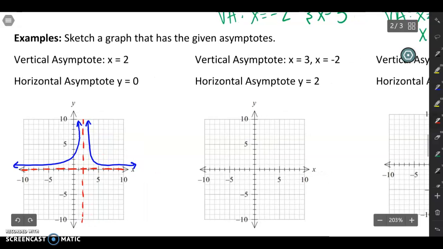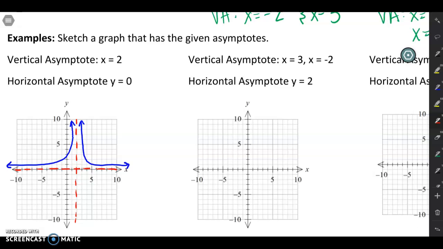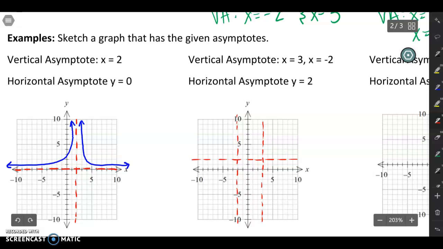Okay, let's look at another example. Over here, I'm going to have a vertical asymptote at x equals 3. If you have a different color pencil or pen, I would recommend using it to draw the asymptotes in, just so you don't get confused. Then I have a horizontal asymptote at y equals 2. So your step 1 is just to draw in all your asymptotes. Then I'm just going to basically draw a piece of the graph in each section.